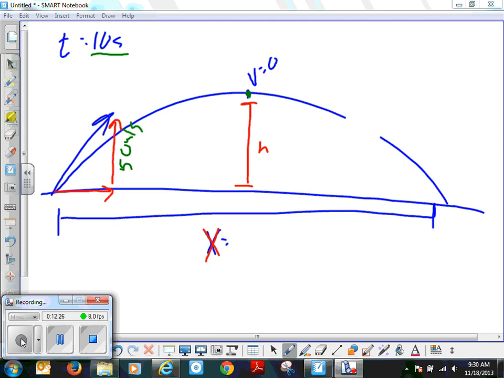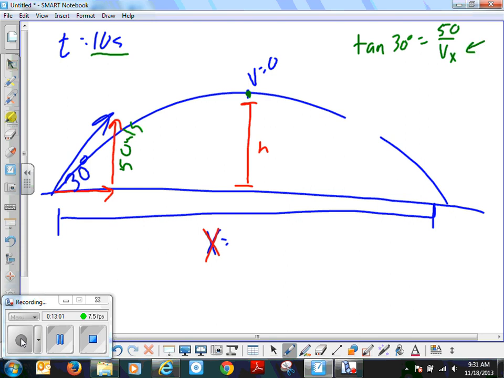I forgot to put in part of the givens, which I'll give this a 30 degrees. Okay. So now we have to figure out our velocity in the x direction. So tangent of 30 equals 50 over the velocity in the x. So you might be careful on this, because kids a lot of times will just do the multiplication thing because that's what they're so used to doing. But you can see in this case it's not going to happen, because we have our unknown in the denominator. So the velocity in the x then becomes 50 divided by the tangent of 30.